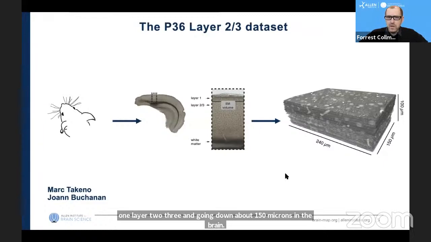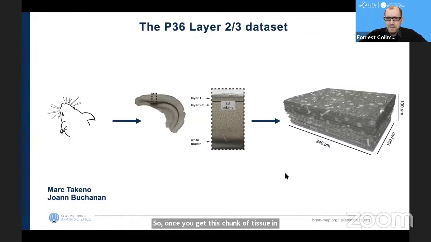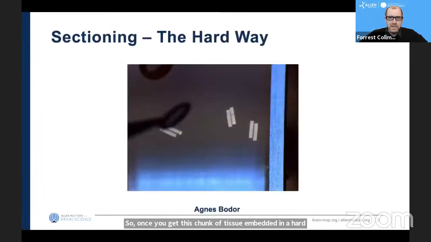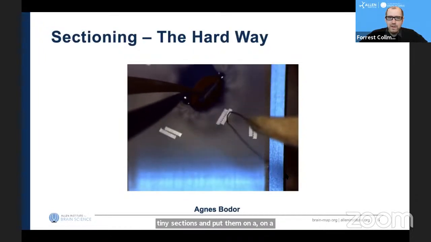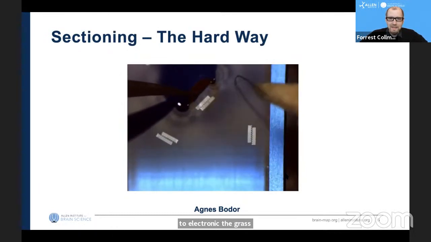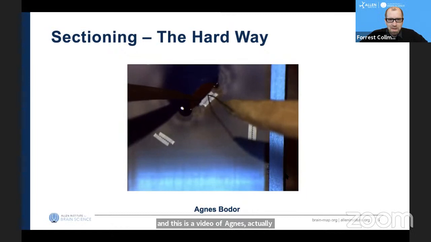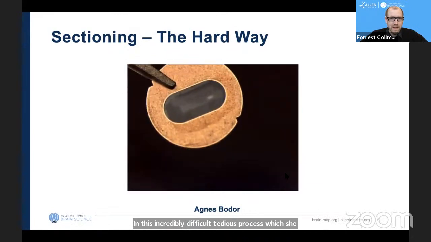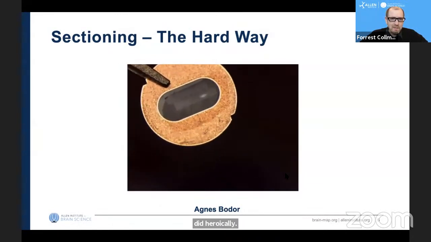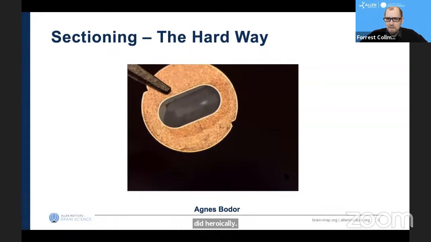So once you get this chunk of tissue embedded in a hard plastic resin, in order to image it in an electron micrograph, you need to section it up into many ultra thin, tiny sections and put them on a grid, which is transparent to electrons. And this is a video of Agnes actually picking up the sections from this data set in this incredibly difficult, tedious process, which she did heroically, collecting these small ribbons of serial sections, each of which is about 40 nanometers thick, onto this tiny little apparatus, which is a thin film with a section lying on top of it that can be mounted in a transmission electron microscope.